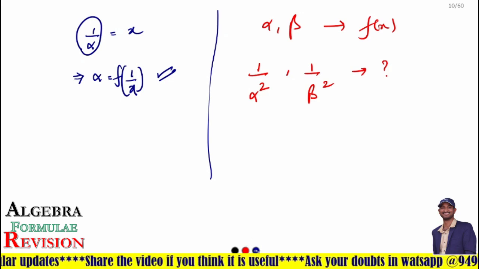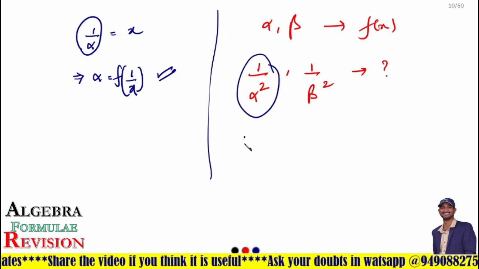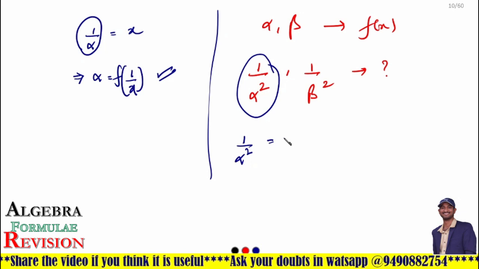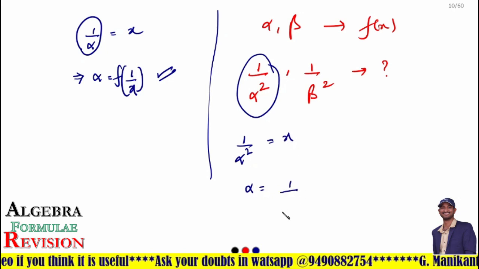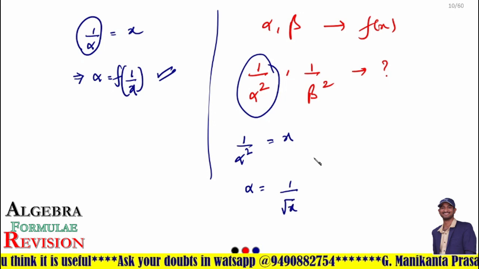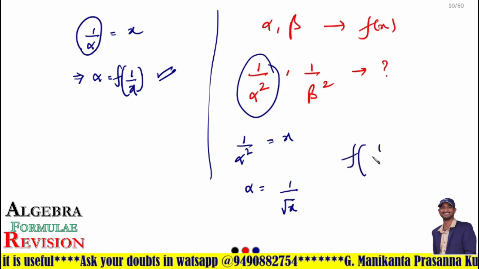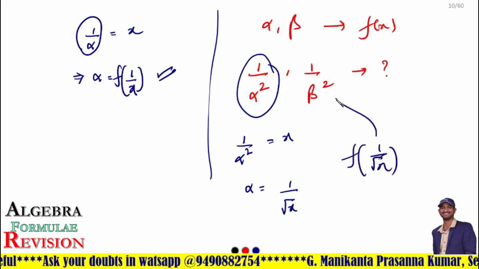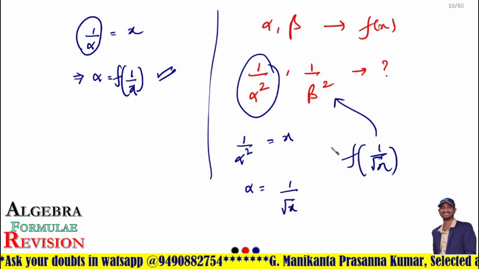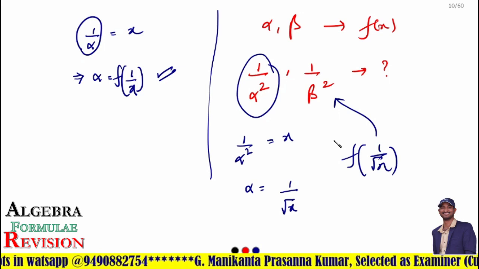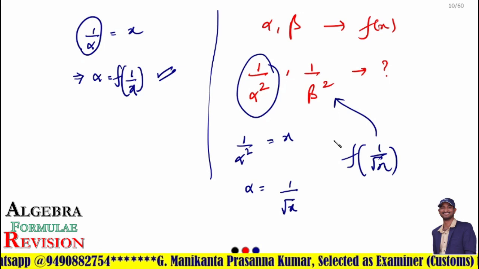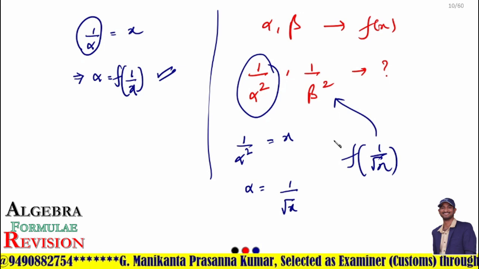What you have to do is this: 1 by alpha square should be equal to x. Then what is the value of alpha? 1 by root x. So f of 1 by root x is the quadratic equation with the roots 1 by alpha square and 1 by beta square. This is one of the most important things in the SSC CGL Mains exam.